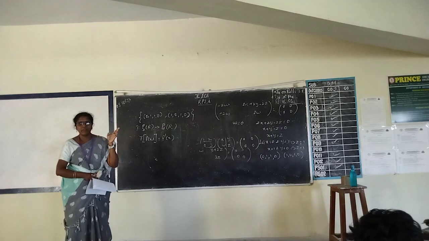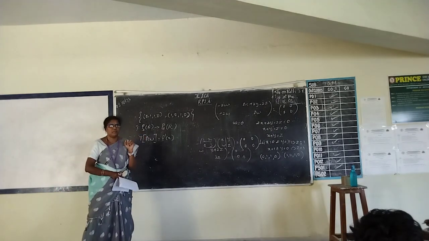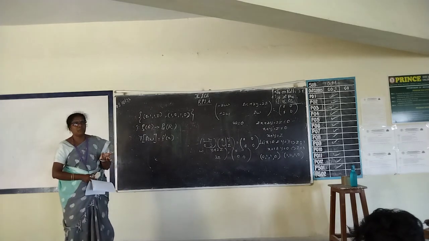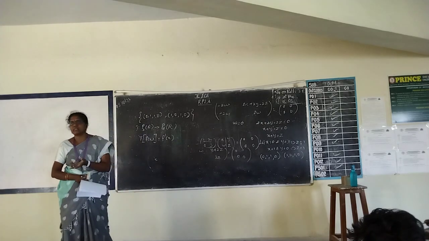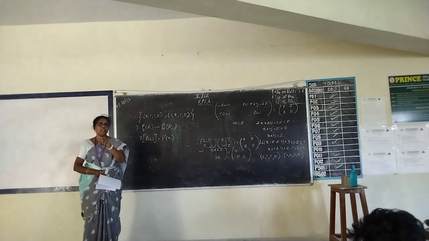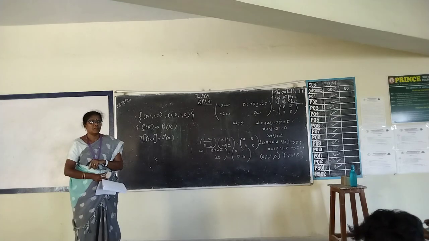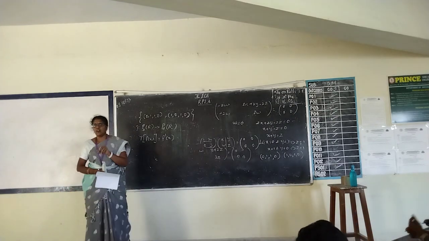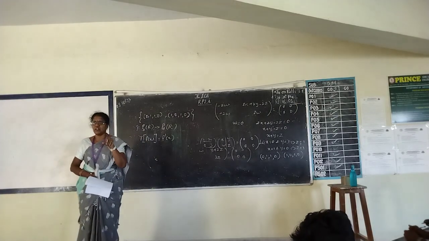Can you identify the values? The polynomial should be equal to the zero polynomial, so all the coefficients should be 0. You will get a1, a2, a3 to be 0. In f dash of x, a1, a2, a3 must be 0. We have only one value left out. What is that? a0. That is the element of the null space.